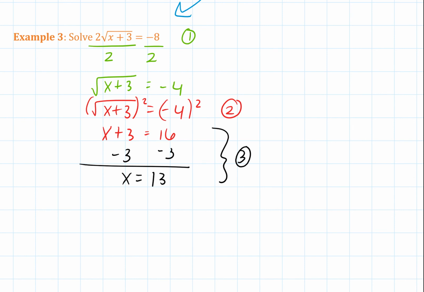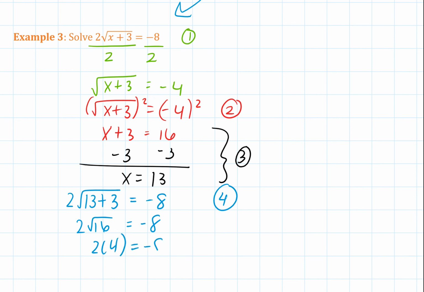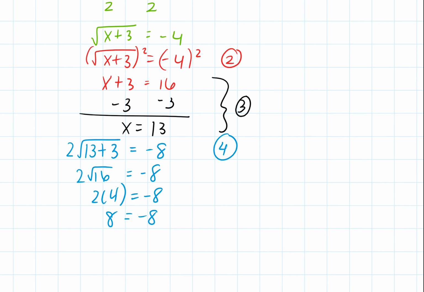And we'll substitute into the original equation. So we have 2 root 13 plus 3 is negative 8, which is 2 square root of 16 is negative 8. Keep in mind when we're evaluating the square root of 16, we're taking the positive root. And when we check for validity, that's not true, right? 8 is not equal to negative 8.